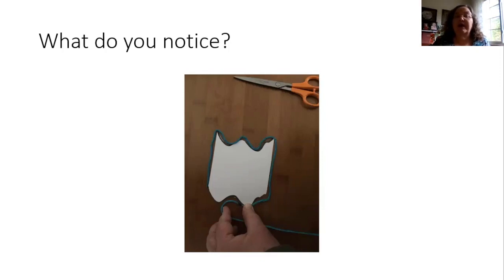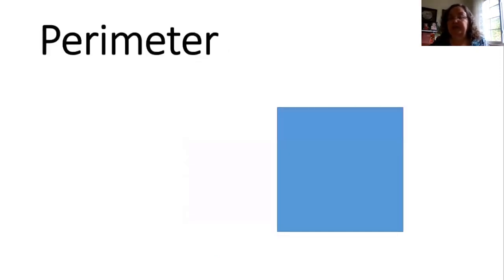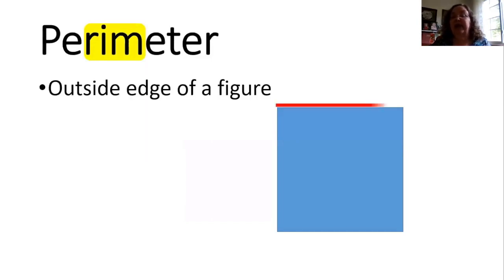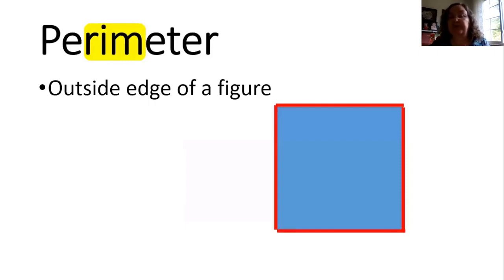Wonderful. Well, that's the perimeter. And I like to remember in the middle of perimeter is that word rim, like a basketball rim, the outside edge. So here's the square, and there in red, I have colored in my perimeter. Now, I know earlier this year we talked about the inside part, which was the area, but now we're talking about only that outside part, which is the perimeter.